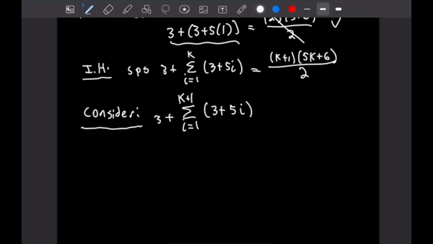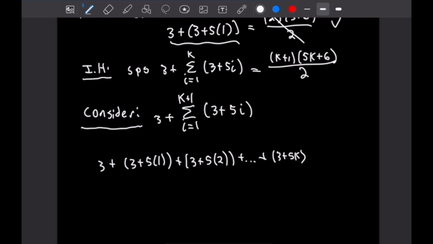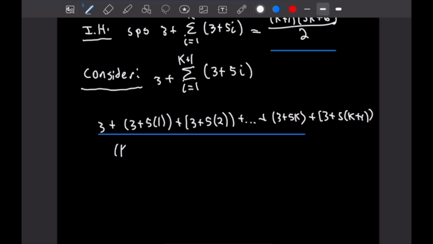So let's write out how these terms will expand here. We'll have 3 plus our sum, and the first term for our sum is going to be 3 plus 5 times 1. Then we'll have plus 3 plus 5 times 2, etc., up to our kth case, which will be 3 plus 5k. Then we've added in our k plus first case here, so we'll have 3 plus 5 times k plus 1. I want you to notice that what I'm underlining in blue here is just our induction hypothesis, so we can replace it with what I've underlined above. Let's make that substitution. So we'll have k plus 1 times 5k plus 6 over 2 plus 3 plus 5k plus 5.